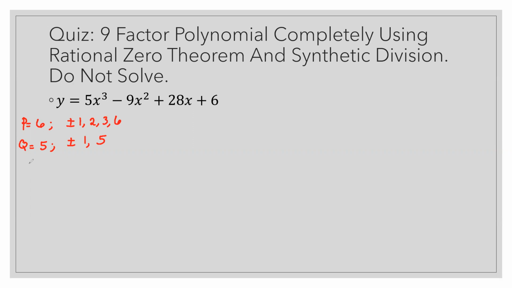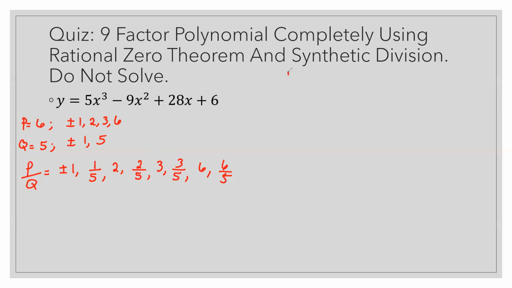So rational zero theorem is p over q, which is plus or minus 1 over 1 is 1, 1 over 5 is 1/5, 2 over 1 is 2, 2 over 5 is 2/5, and 3 over 1 is 3. 3 over 5 is 3/5, and then 6 over 1 is 6, and then 6 over 5 is 6/5. Okay, so these are your possibilities.